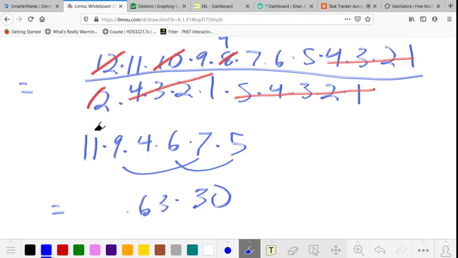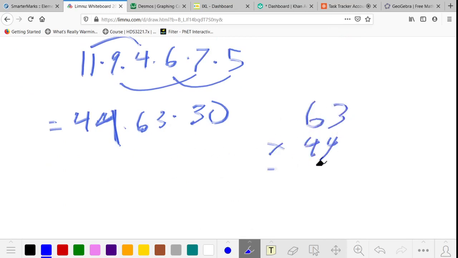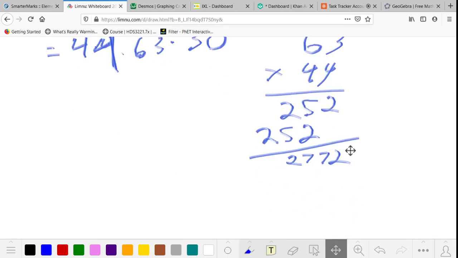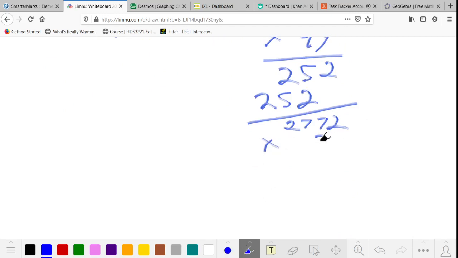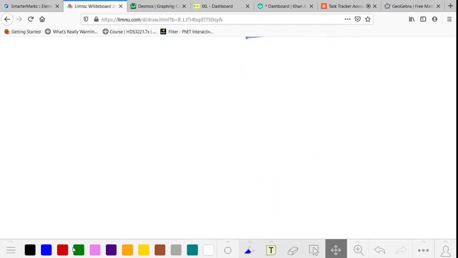We have 63, and we have a 44. Don't know why I put the multiplication dot there. 44 times 63 times 30. So 63 times 44 to carry the 1. So 2772. We multiply this by 30. 0, 6, 1, carry the 2, 3, carry the 2, 8. So 83,160.